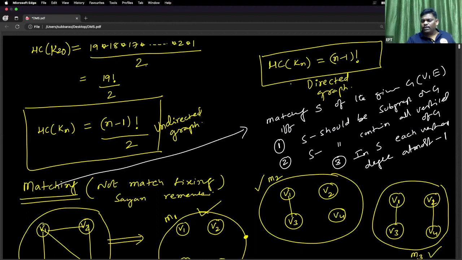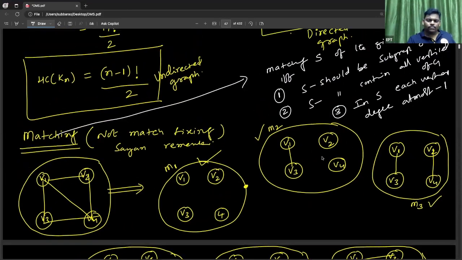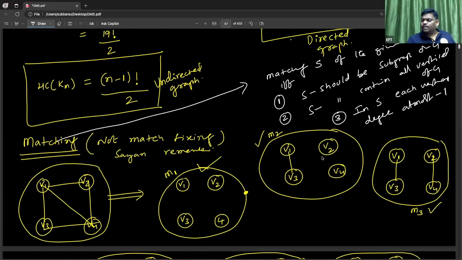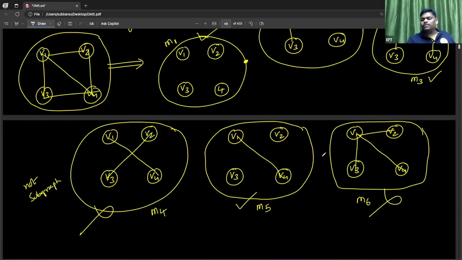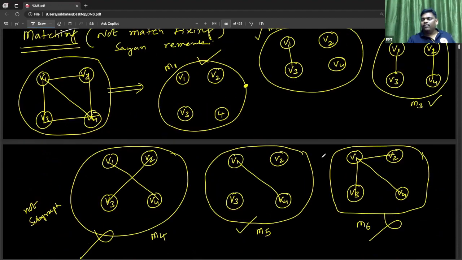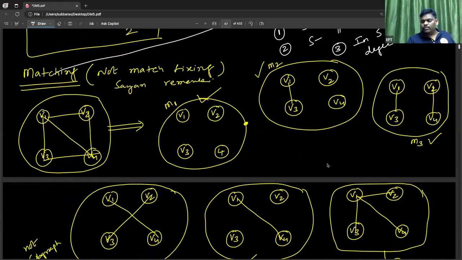Whatever we discuss, I just gave the examples and the definition. Write it in your own terminology. You want to write it in a single line, you write. But the actual meaning is this: for the given graph, S is said to be a matching. First of all, S should be a subgraph. Second, all vertices should be there. Next, each vertex degree in S should be at most 1.